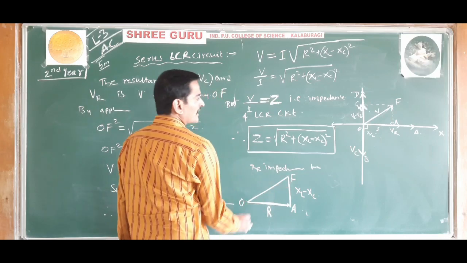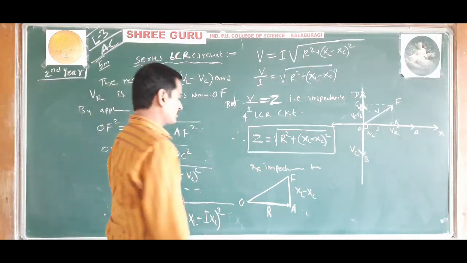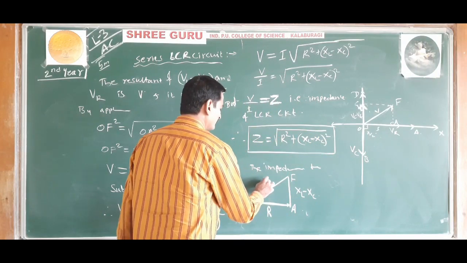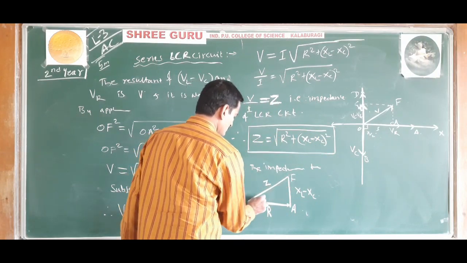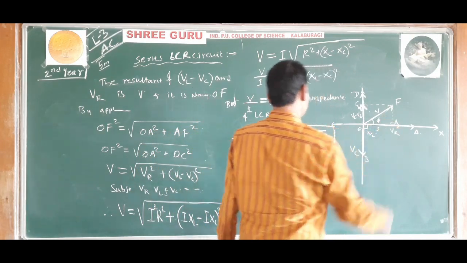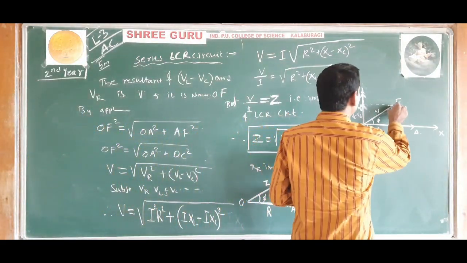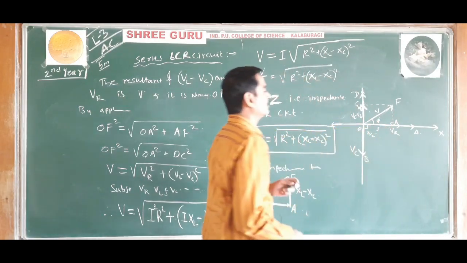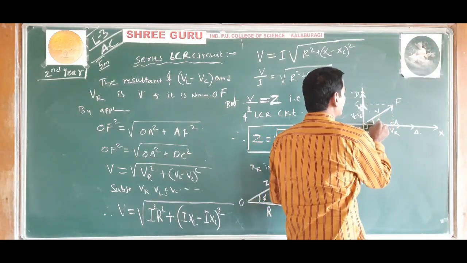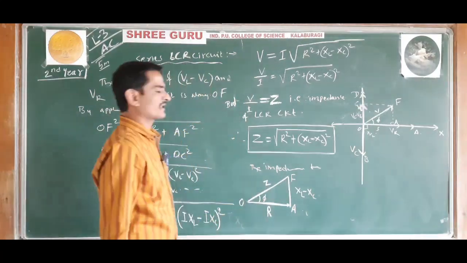And OF represents V, and V is equal to I into Z, so that is impedance Z. So this is phi. Let us take this angle as phi. Understood? Where phi is the phase difference between resultant voltage and the current. The resultant voltage and current have a phase difference of phi in a series LCR circuit. Understood? And this is called impedance triangle.